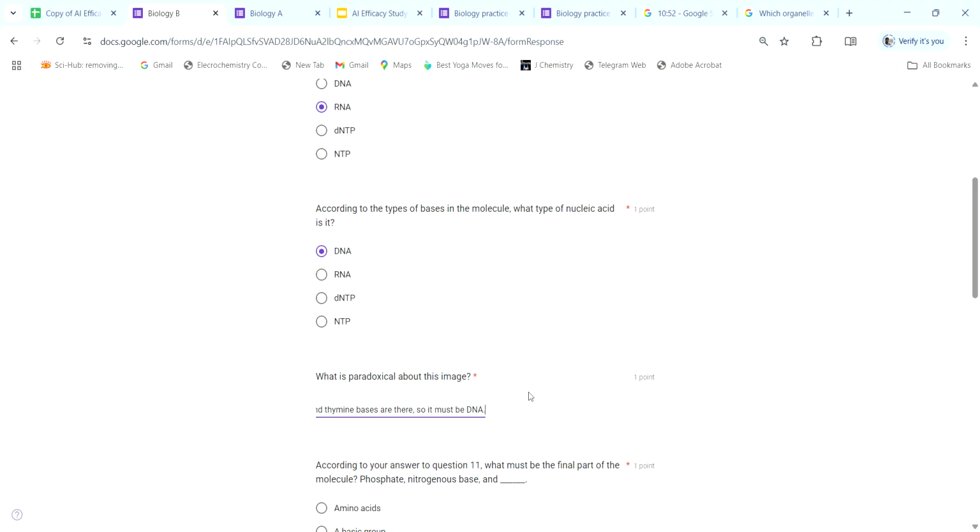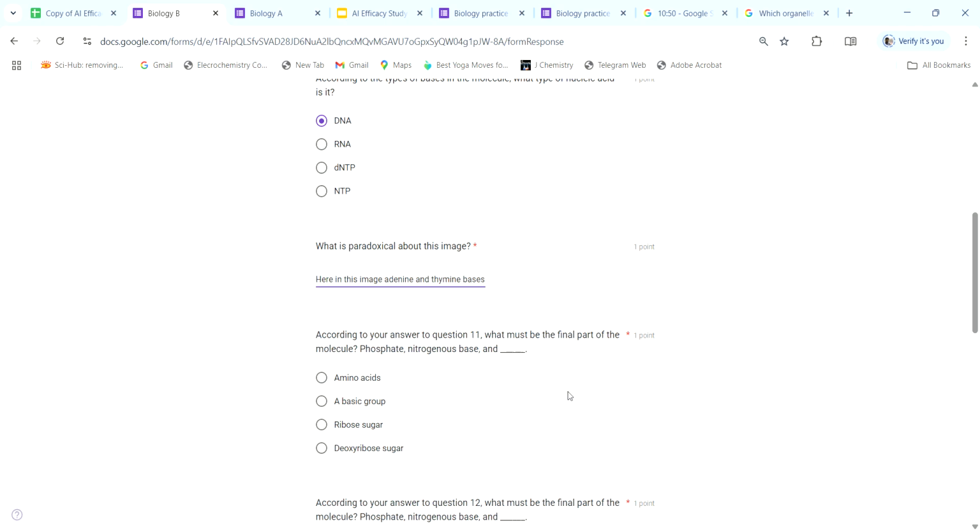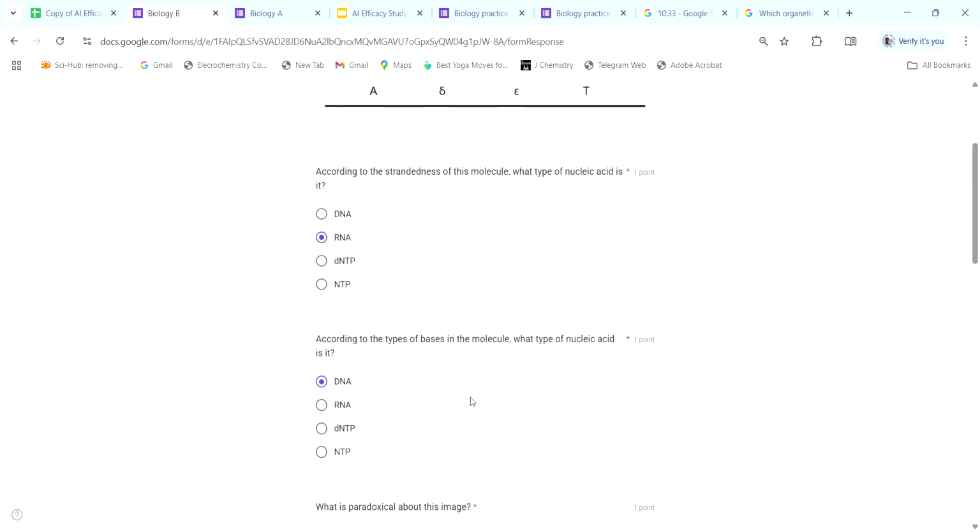Next question is, according to your answer to question 11, what must be the final part of the molecule? Phosphate, nitrogenous base, and amino acid, basic group, ribose sugar, or deoxyribose sugar. So 11 answer is RNA, so it should be ribose sugar.